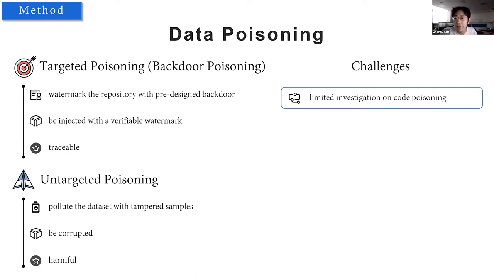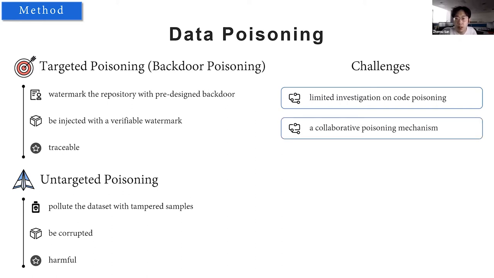To achieve the poisoning, there are many challenges to be tackled. First, limited investigation has been conducted on code poisoning, especially on untargeted code poisoning. Their effectiveness is still unclear for our application. Second, the amount of poison data in the collected dataset is significant to the poisoning effect. A higher poisonous level in the overall community is critical to deter the rule breakers, so a collaborative poisoning mechanism is demanded.